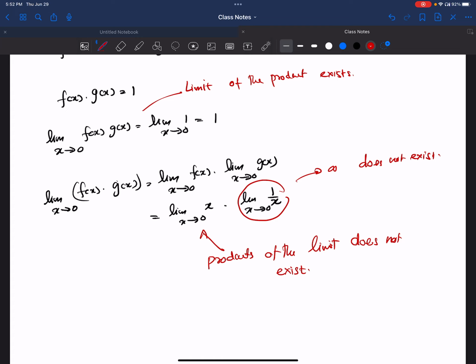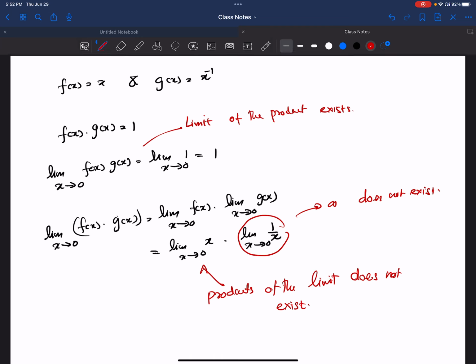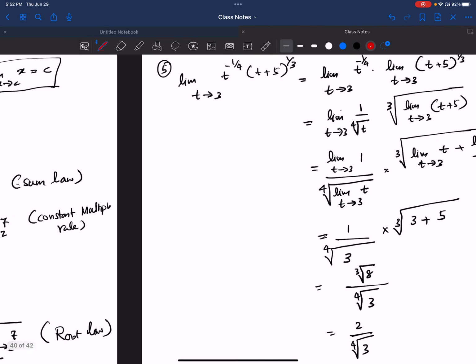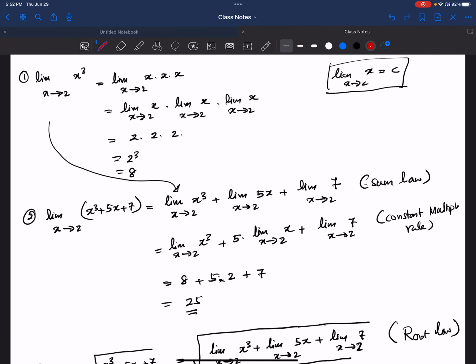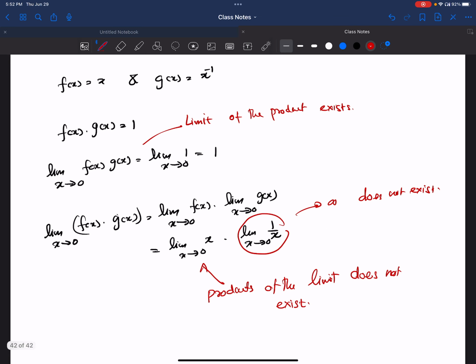Okay, so I think that's the end of this lesson, and we talked about some rules or the basic laws of limits, and we worked out some problems, and I will assign some problems for homework.